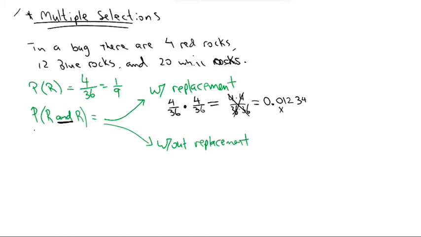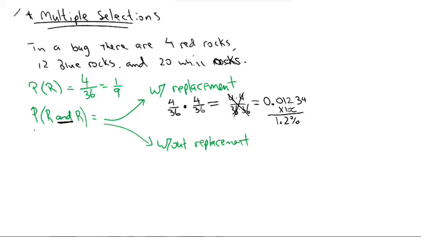So you're going to take this and times it by 100, and change it into a percent, which would be 1.2%. 1.2% rounded to the nearest tenth of a percent. When you do the decimal values, you'll need at least 4 of them to start with, but eventually you're going to round it down to 3. So the probability of selecting a red rock and then another red rock with replacement is 1.2%.